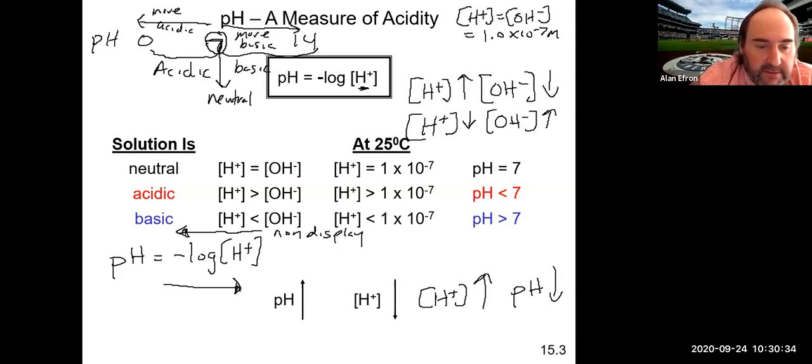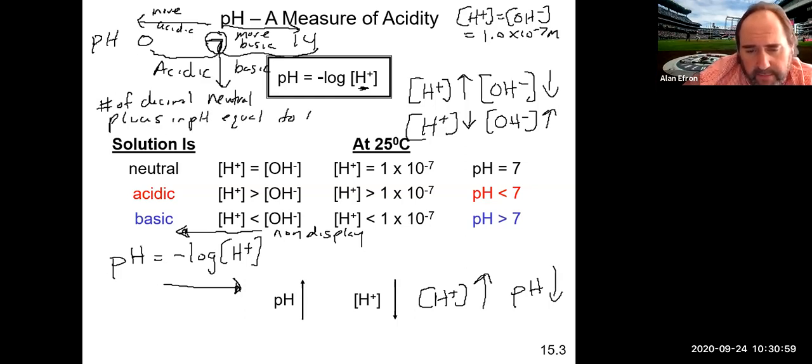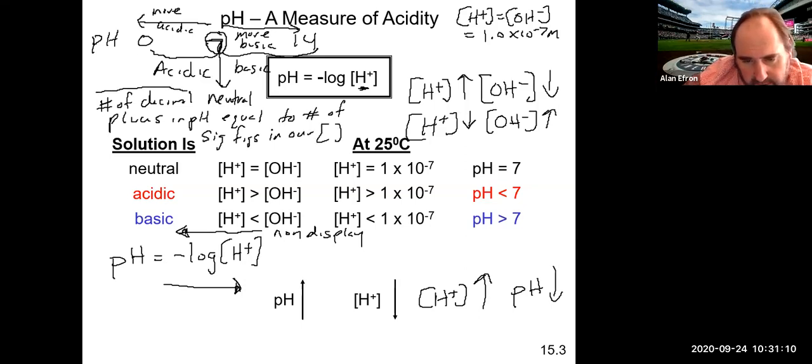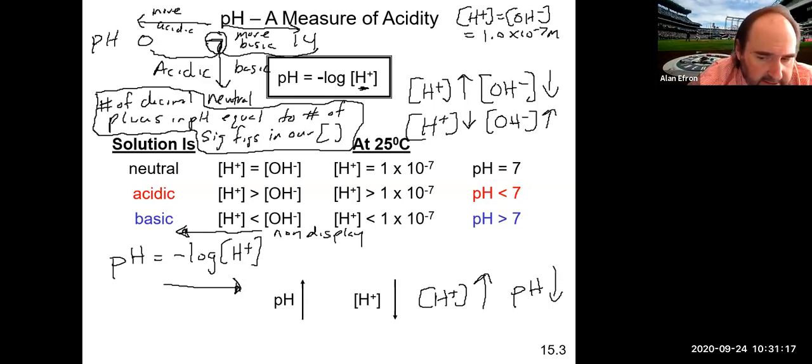Any questions on pH? So let's talk about pH and significant figures. When we calculate something like pH, the number of decimal places in our pH is equal to the number of sig figs in our concentration value. So this is a little bit different. Let me say it one more time just to make sure. The number of decimal places, not significant figures, but decimal places that you should have in your pH value is equal to the number of significant figures in your concentration.